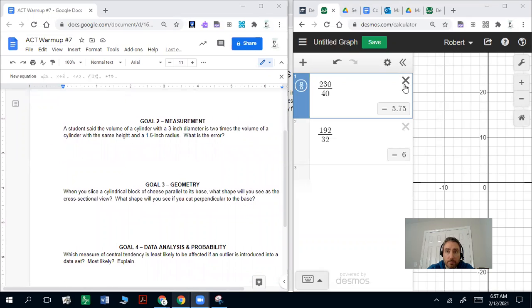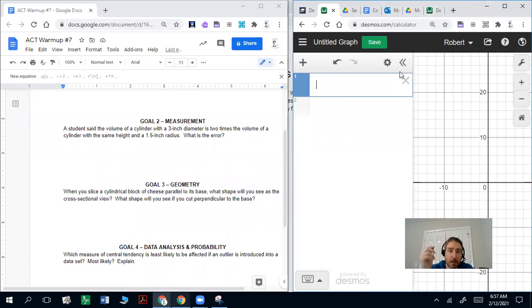Question number 2. A student said the volume of a cylinder with a 3-inch diameter is 2 times the volume of a cylinder with the same height and a 1.5-inch radius. What is the error? First, let's talk about the volume of a cylinder. The volume formula is the area of the base, which is a circle, pi r squared, multiplied by the height.